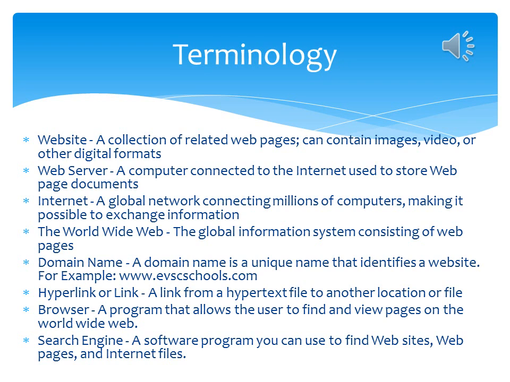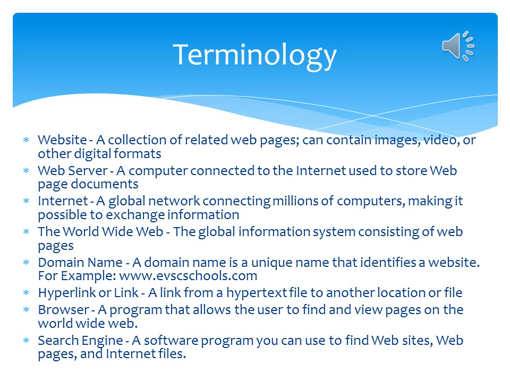A website is a collection of related web pages that can contain images, video, or other digital formats. A web server is a computer connected to the internet used to store web page documents. The internet is a global network connecting millions of computers, making it possible to exchange information. The World Wide Web is a global information system consisting of web pages. A domain name is a unique name that identifies a website. So for example, they have there www.evsschools.com. A hyperlink or link is a link from a hyperlink file to another location or file.